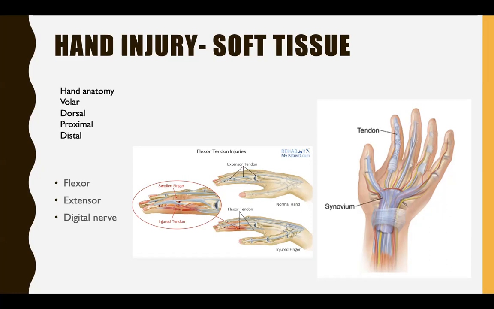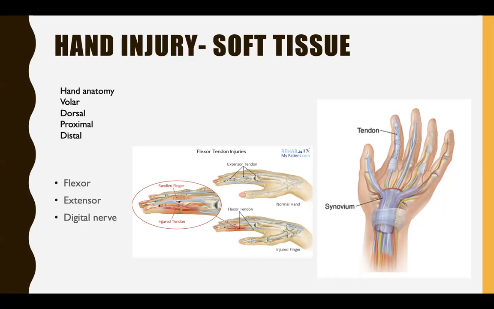Which is why if you ever see a flexor tendon injury in A&E, you should wash it out under local anesthetic and put them in a volar slab. So a POP, plaster of Paris, in this position. This is a position of safety for hands, so that the tendon doesn't retract any further.